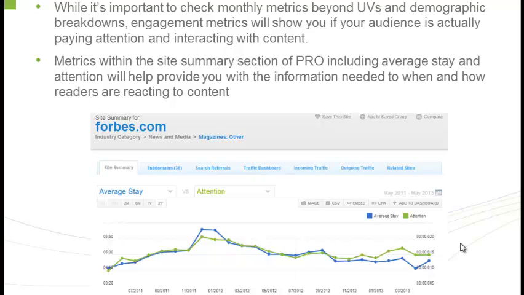Those metrics, including average stay and attention, will help provide you with the information needed to know how and when readers are reacting to your content. So if you're really working hard on creating specific pitches and press releases, and if you're using your demographic data to know, okay, this is the age group that's in this site, this is the gender that's looking at this site more often, I'm going to tailor my content to what I've found based on those metrics.